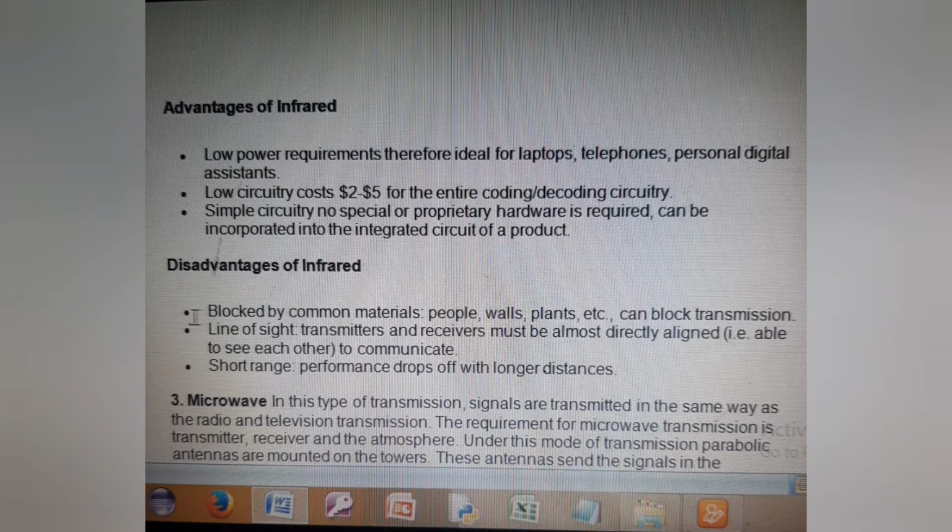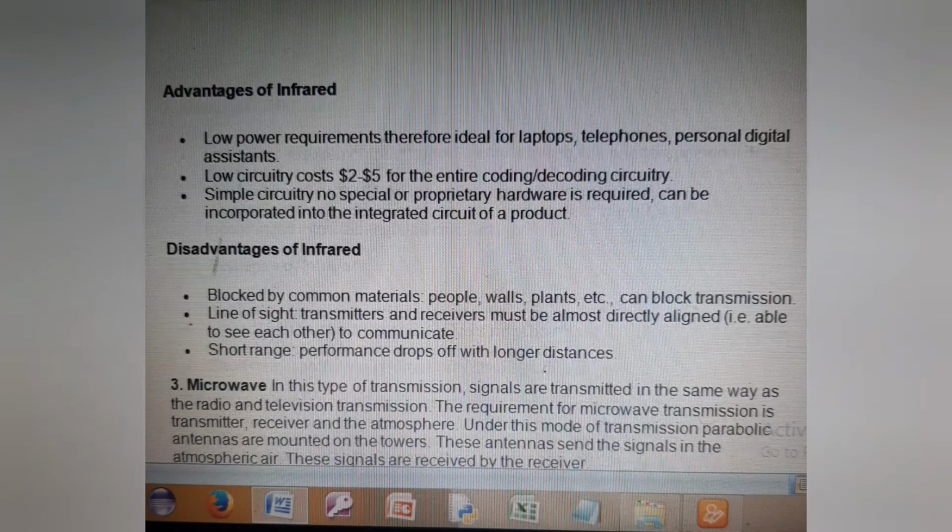Then the disadvantages are that it is blocked by common materials like people, walls, plants. If people come in the way of transmission through infrared, the transmission is immediately cut off. Or if a wall comes in between, the transmission is cut off. Second is line of sight: transmitters and receivers must be almost directly aligned. The requirement is very rigid. The transmitter and the receiver should be in a straight line, then only can the transmission take place in infrared. Short range is required, and performance drops with longer distances.